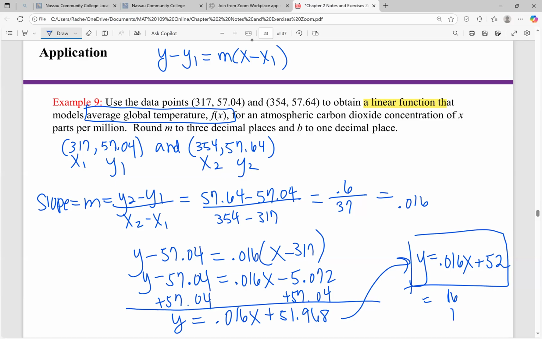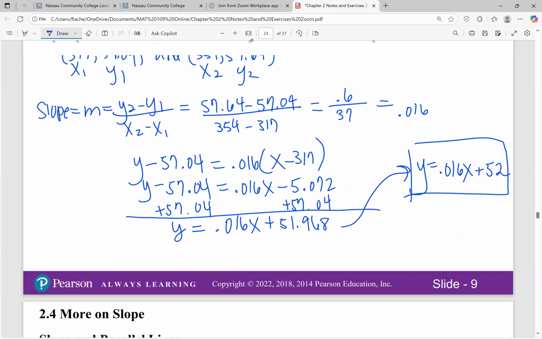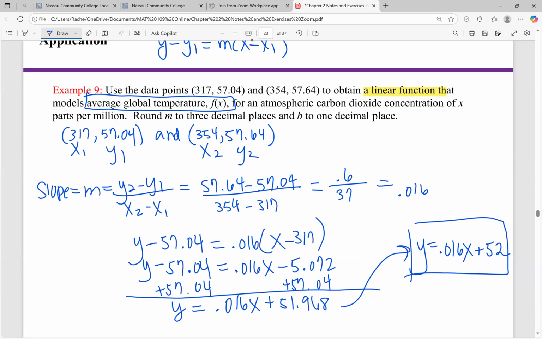That's how we can interpret this linear relationship, just by interpreting the slope and the y-intercept. This is a nice example because it ties everything that we've been doing together in an application question. And that wraps up section 2.3. In the next lecture, we will cover 2.4.